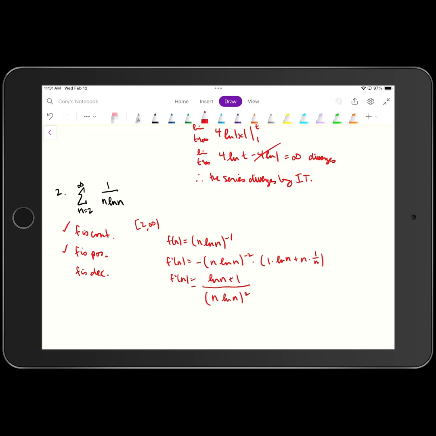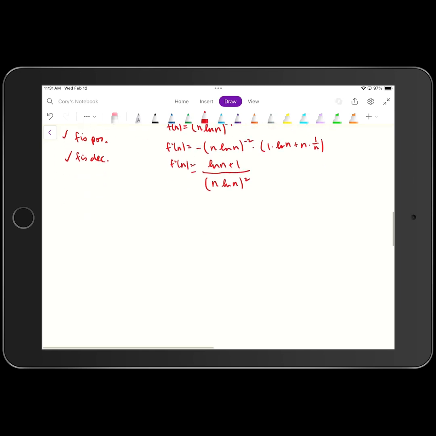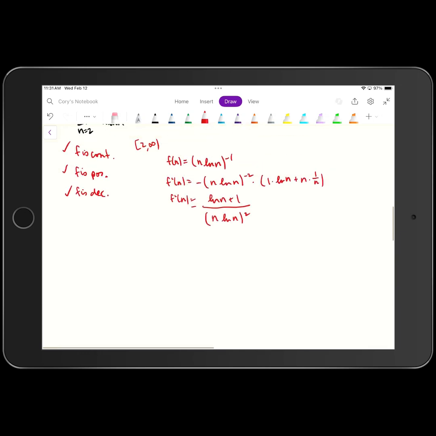And as long as I am picking values 2 or larger to plug in the place of n, that is going to be a negative quantity. Okay, so f is going to be decreasing. It satisfies all 3 of those conditions, which means it's a candidate to use the integral test to determine convergence or divergence.